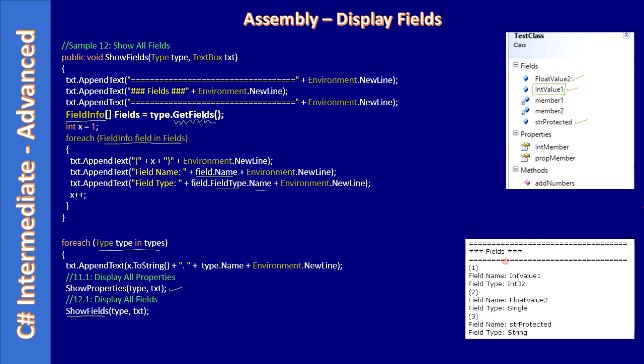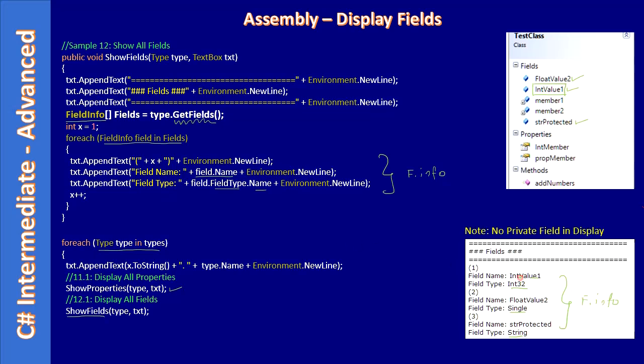So you can refer the output here. Field name int value, field type int 32, field type single, field type string. So that's how we are displaying the field information. Alright, now let's go to the demo.